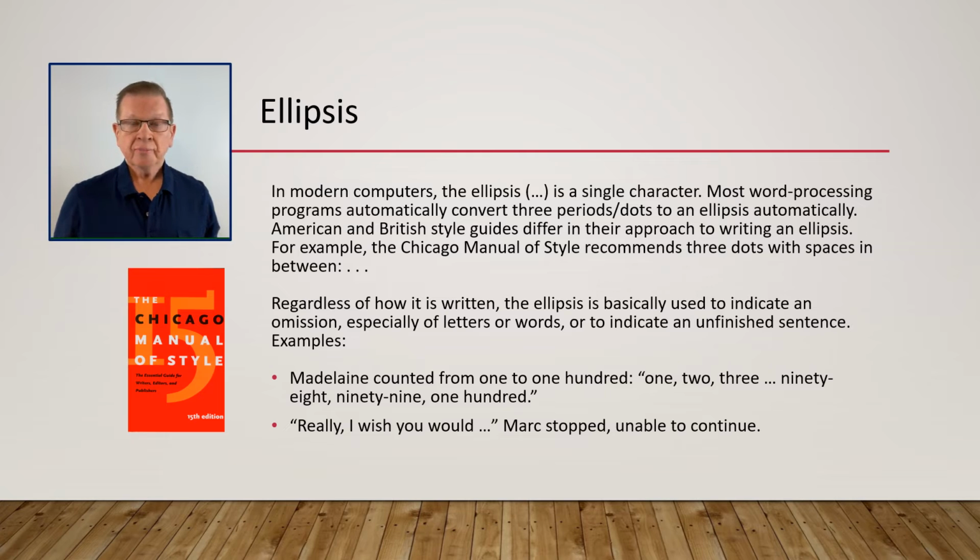Just try it. American and British style guides differ in their approach to writing an ellipsis. For example, the Chicago Manual of Style recommends 3 dots with spaces in between. This will prevent your word processing software from converting the 3 dots to a single character, by the way. Regardless of how it is written, the ellipsis is basically used to indicate an omission, especially of letters or words, or to indicate an unfinished sentence.